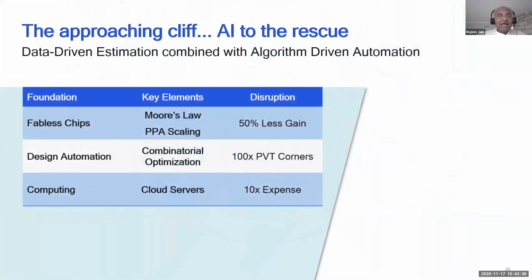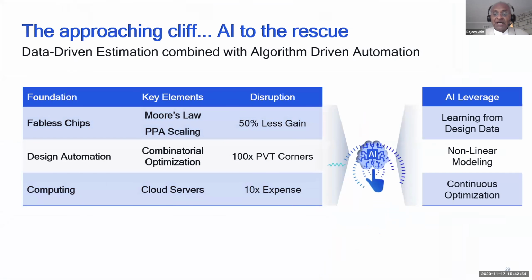So with that conclusion, we come back to our cliff and make the observation that one way, I would not claim it's the only way, but one way that we can manage this disruption and keep our foundation from crumbling is to leverage AI to manage this disruption. And in that sense, I think MLCAD will almost become another building block in this foundation, along with fabless chips, design automation, computing. MLCAD will, in the coming years, become the fourth brick in this foundation to make sure that the rest of it does not crumble.